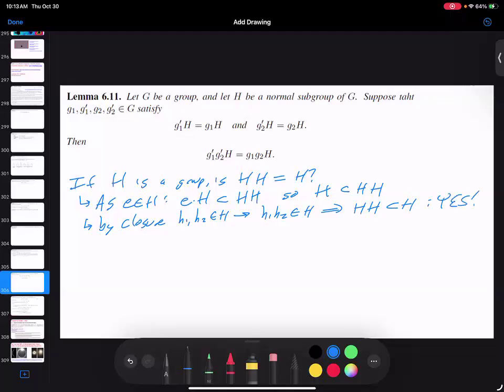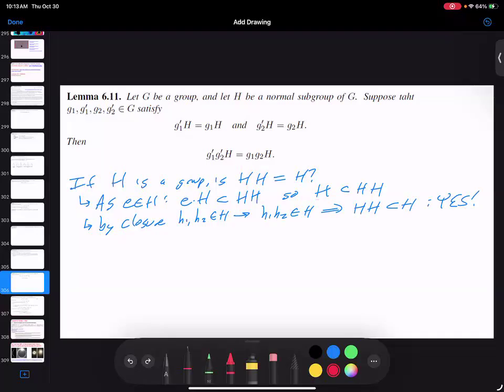So again, it's the proof technique. We choose a special element. The only special element we know is e. That gives us one inclusion, the inclusion H is contained in HH. And then the other one is coming from closure. Okay, so why is this useful?